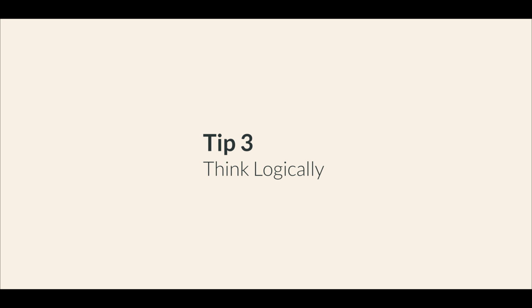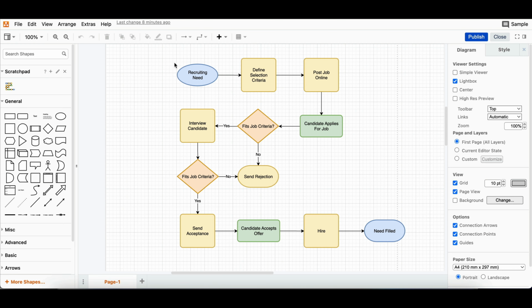Let's move on to the third tip. Think logically. Every procedure has a clear structure and sequence of tasks. Make sure you visualize that structure by not crossing lines or making the reader go back and forth. This flowchart has a clear line from start to finish.